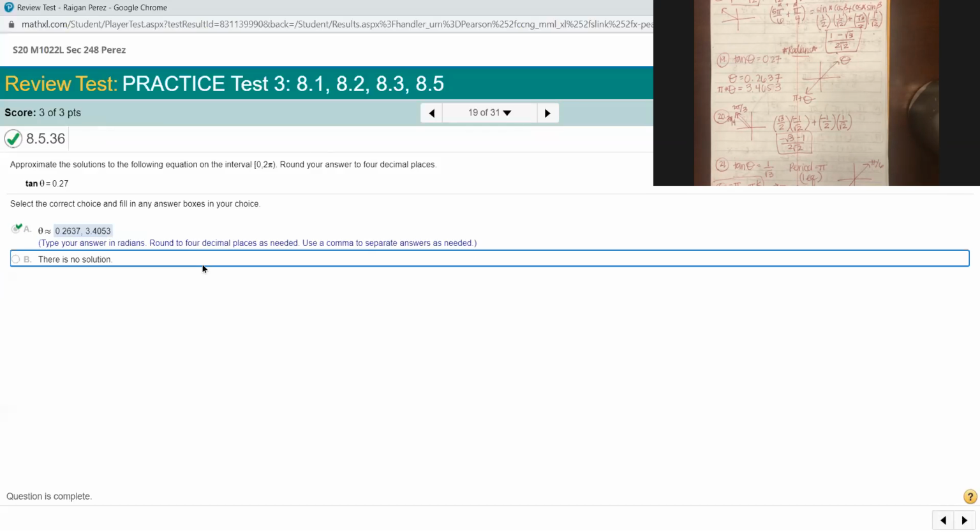Okay, so tangent, you got to figure out where is tangent positive. It's positive in quadrant 1 and in quadrant 3. So this one is the same thing as theta. This one is pi plus theta. So this one I just plugged in theta equal that. And then I just did plus pi and got the second answer, rounded to the nearest 4 decimal places.